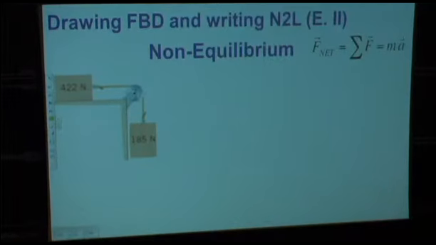Now let's talk about the second possibility. We have two objects here. There is force of gravity acting down on this. There is a normal force. But these two forces cancel each other out.